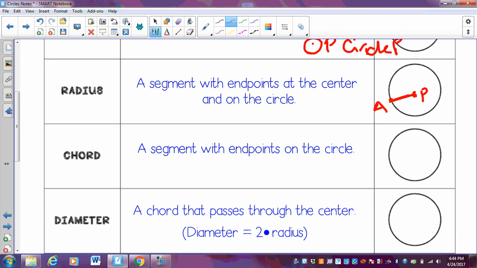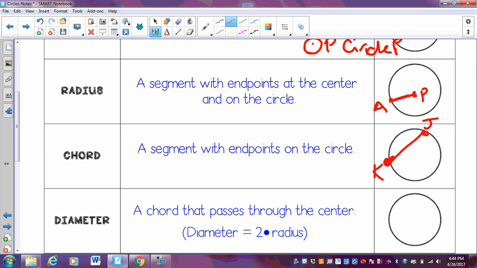A chord is going to be a segment with endpoints on the circle. So if you have a point out here, maybe, we'll call this point K. And then we have another point out here, we'll call that point J, and we connect them. So these 2 points are on the circle. That is a chord. It just connects 2 points that are on the circle.